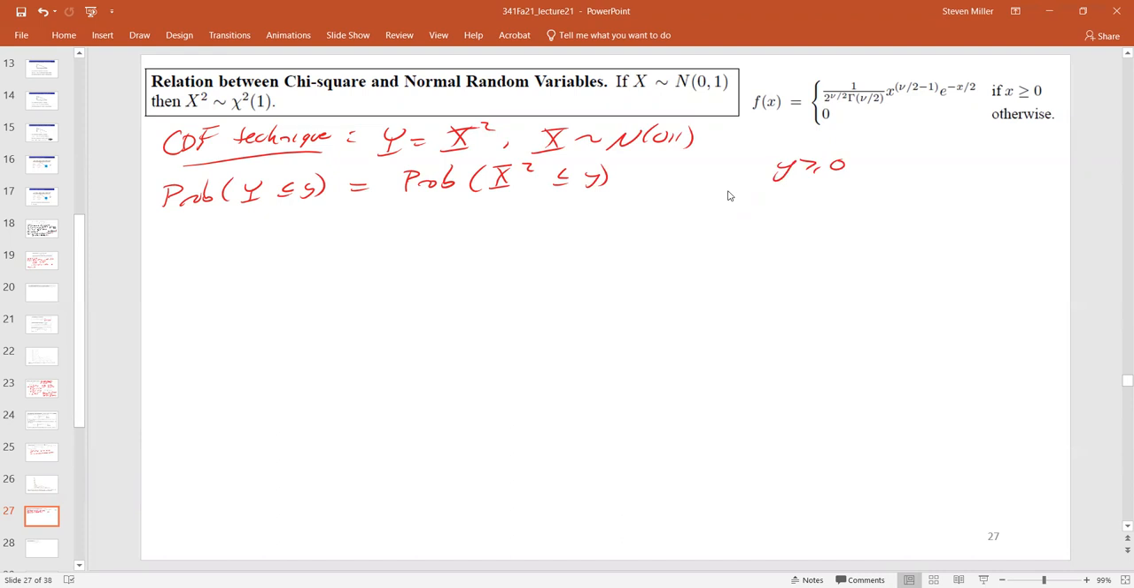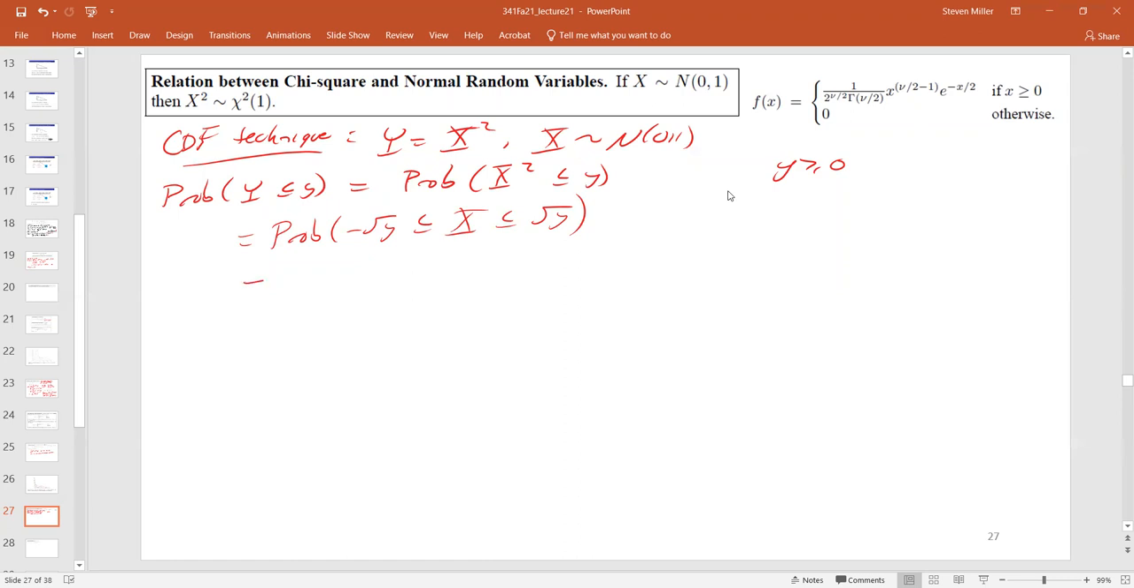So if I want x squared to be less than or equal to y, what does that tell us about the x? Where does x live? X squared has to be less than or equal to y. So where does x live? Between plus and minus the square root of y. So this is the same as the probability that negative root y is less than or equal to x, less than or equal to square root of y. Right? So x squared can't be negative, but x can be negative.